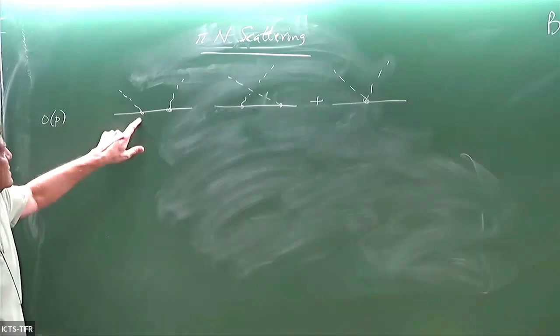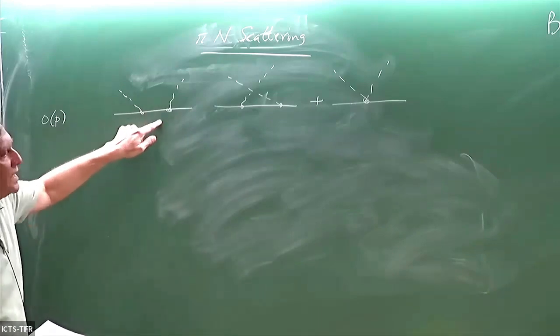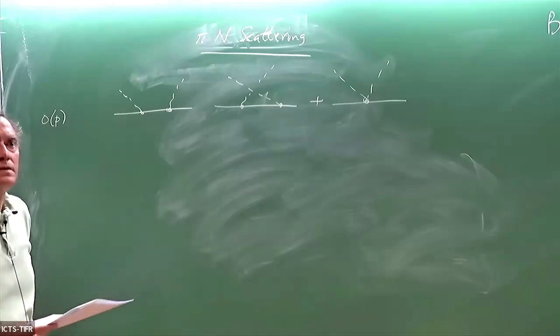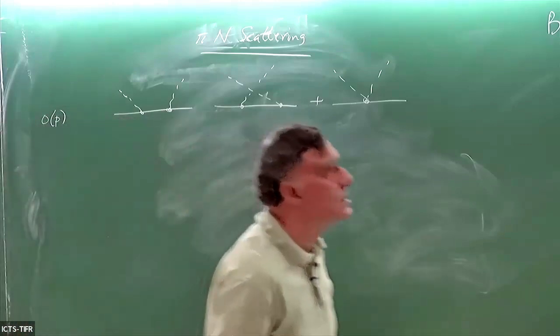I mean, here you might think there are 2 vertices each of order p, but then the propagator is order 1 over p. And from that power counting rule, tree graphs with only order p interactions gives you a net result, which is order p. So these are the graphs. I mean, but the a mu is order p, so that would be things. You can have things at order p squared. I'm just sticking with p. Okay, A mu is d mu pi.